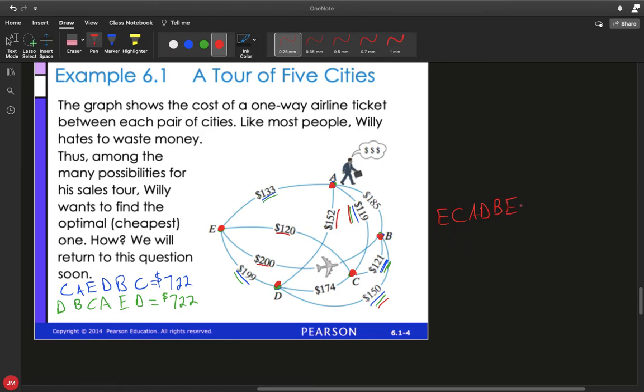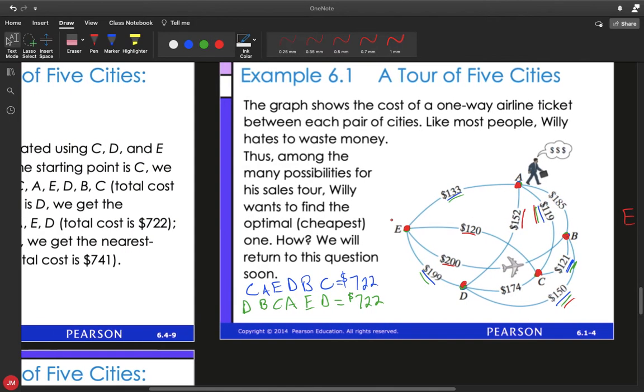All right, so let's go ahead and calculate this cost, see what we come up with. From E to C, that's 120. C to A, 119. A to D, 152, D to B, 150, and B to E, 200. And this one actually is different from the previous circuits. It actually ends up being a little bit more expensive, 741.